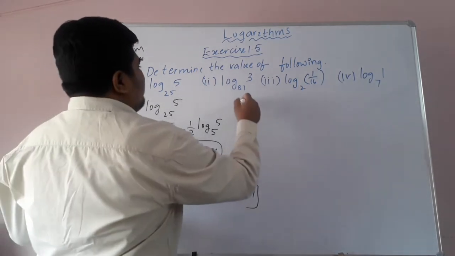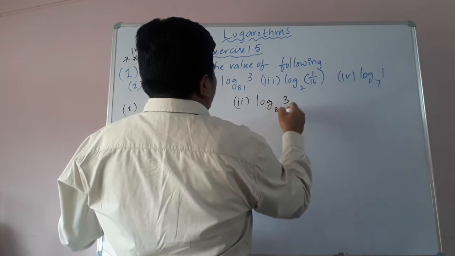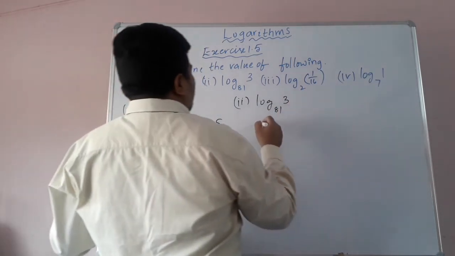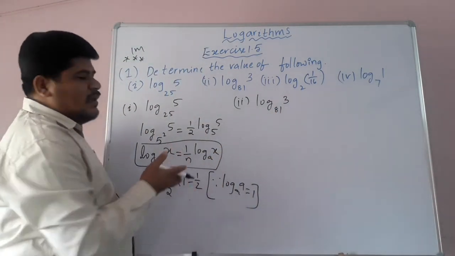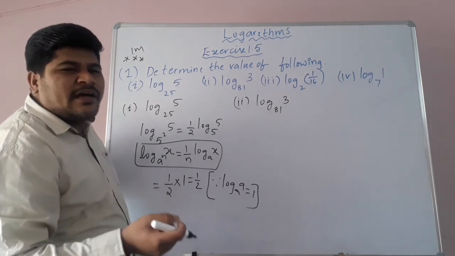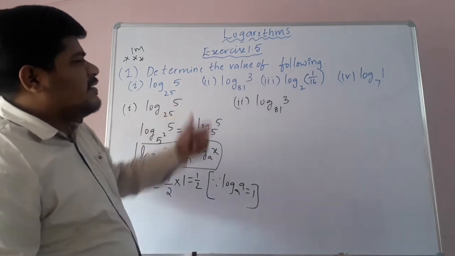Now let's see the second problem, children. Log 3 base 81. It's similar to the first problem, children. So you can write here log 3 base 3 power 4. Same formula: log x base a power n is 1 by n log x base a. Log a base a is 1. So similar to the first problem, you can try the second problem, children.